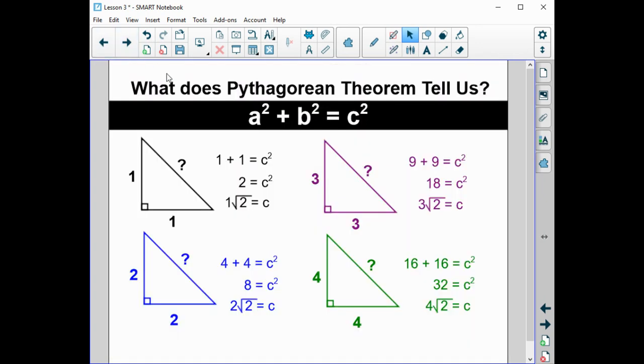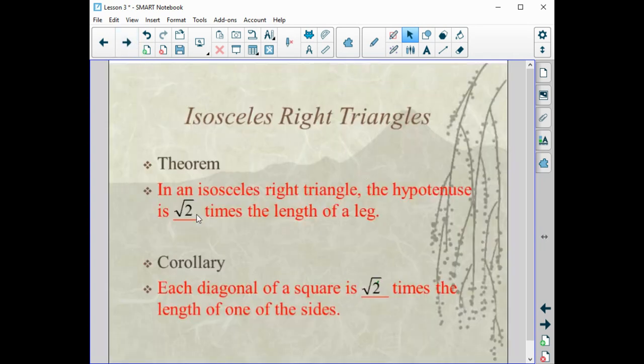So if I go back to where we were, you can see the pattern develop. Every time I did the Pythagorean theorem, I took the leg length of 1 multiplied by radical 2. Well, that gave me the hypotenuse. I took the leg length of 2, multiplied it by radical 2, and that gives me the hypotenuse length of 2 radical 2. So the leg of 3 times radical 2 is 3 radical 2. So the pattern develops of what this theorem is talking about on that last slide, that you take the leg times radical 2 to get the hypotenuse in the isosceles right.